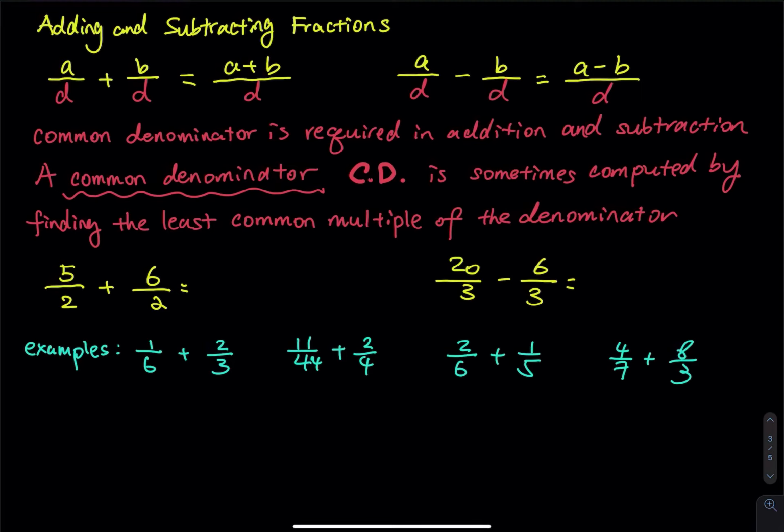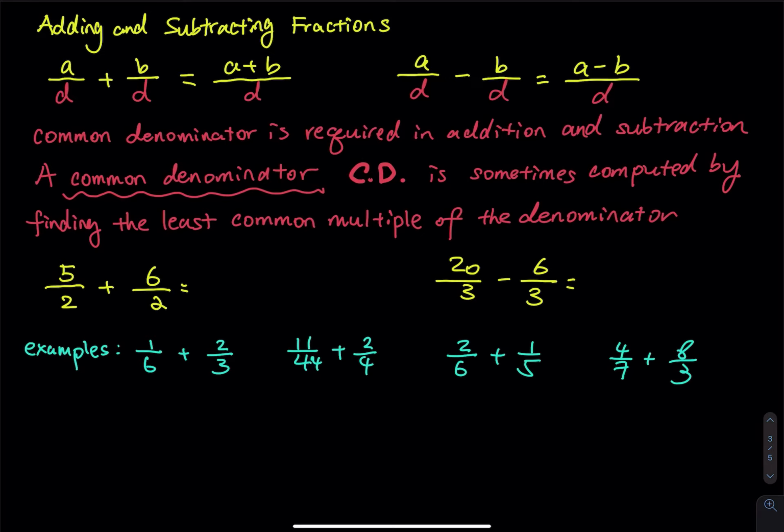Let's talk about adding and subtracting fractions. Starting with addition and subtraction, when we add two fractions, a over d plus b over d equals a plus b over d. So d is the denominator, and you add the numerators only if these two fractions have the same denominator.